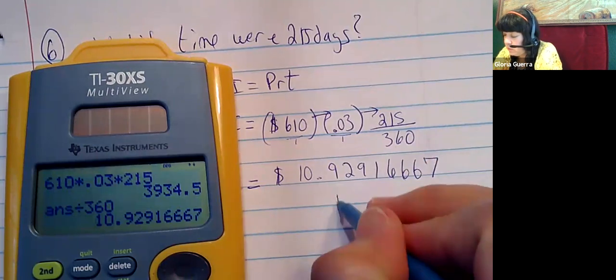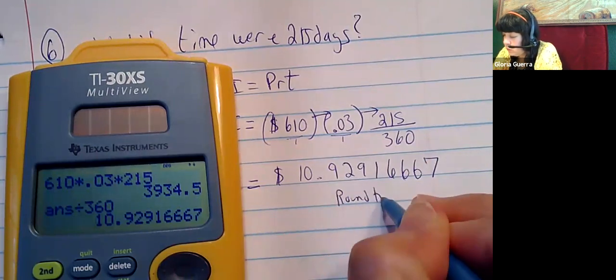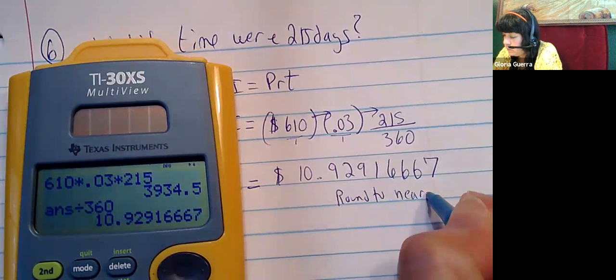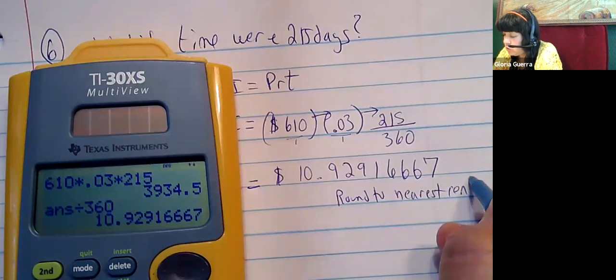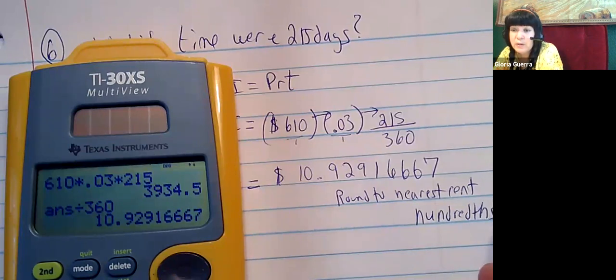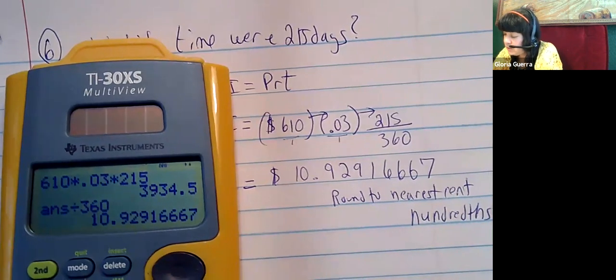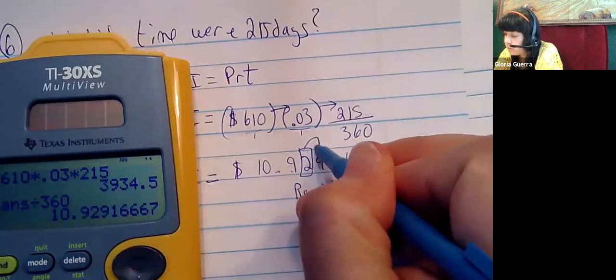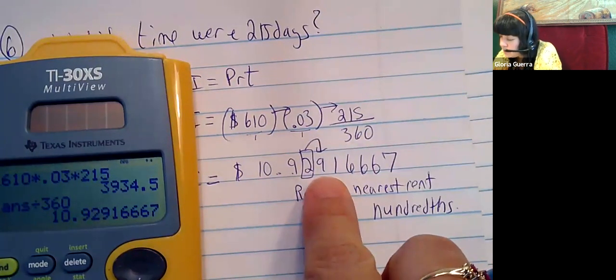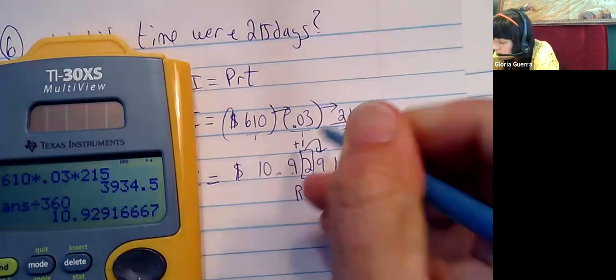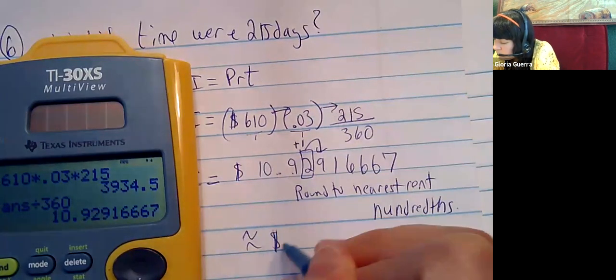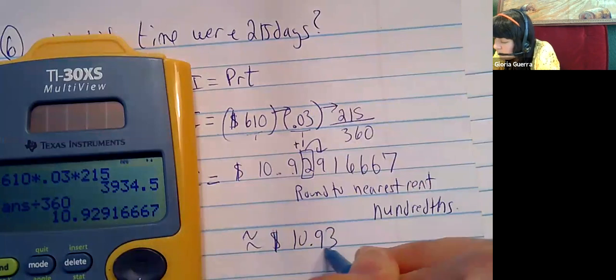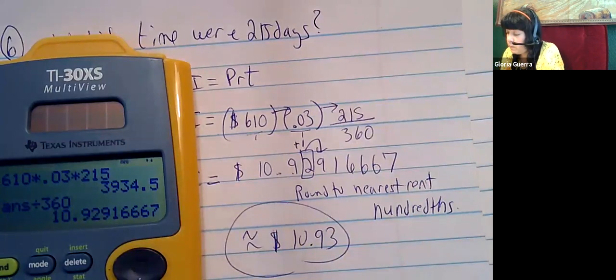Let's just say round to the nearest cent, which is the hundredths place. If they say round to the nearest cent, that's the hundredths. Tenths, remember, tenths, hundredths, and then look at the neighbor. Is that neighbor 5 or more? Yes, it is. So add 1 to that. So you have 10.93.